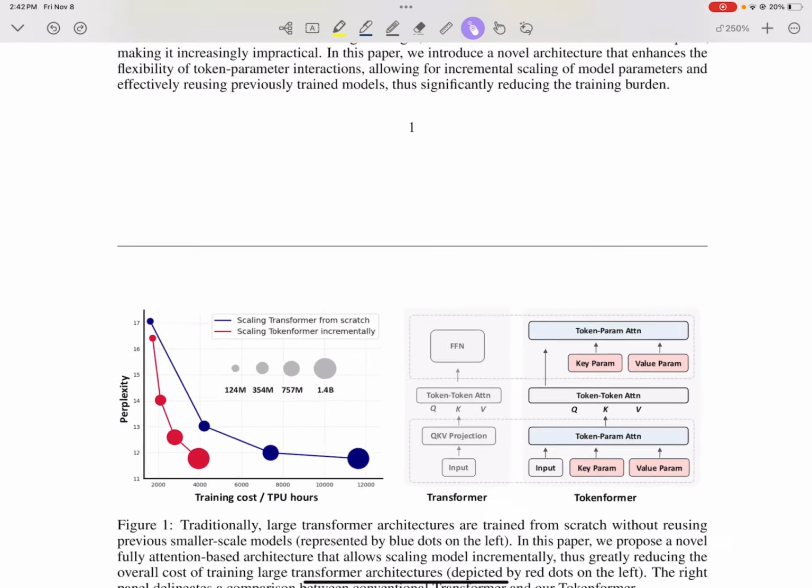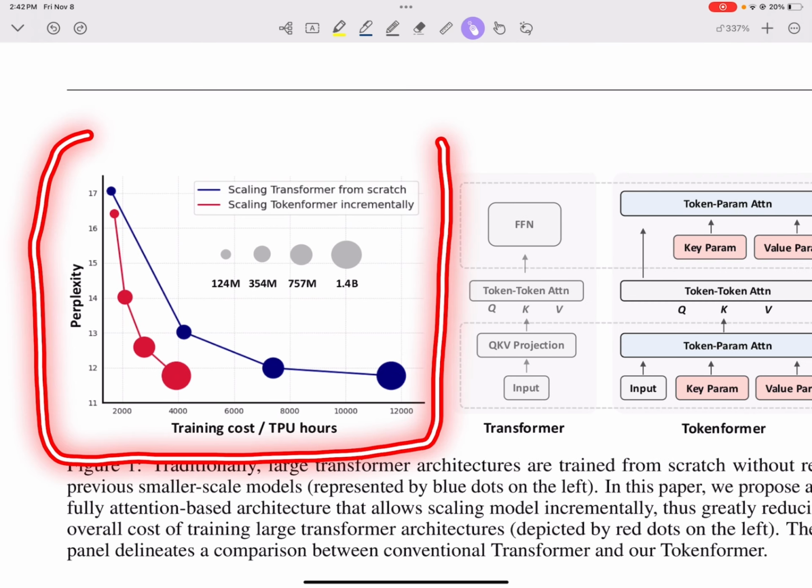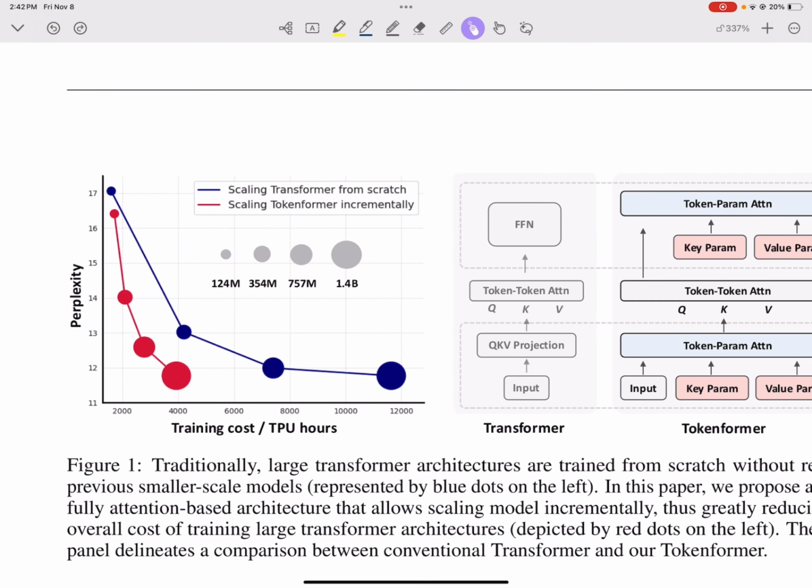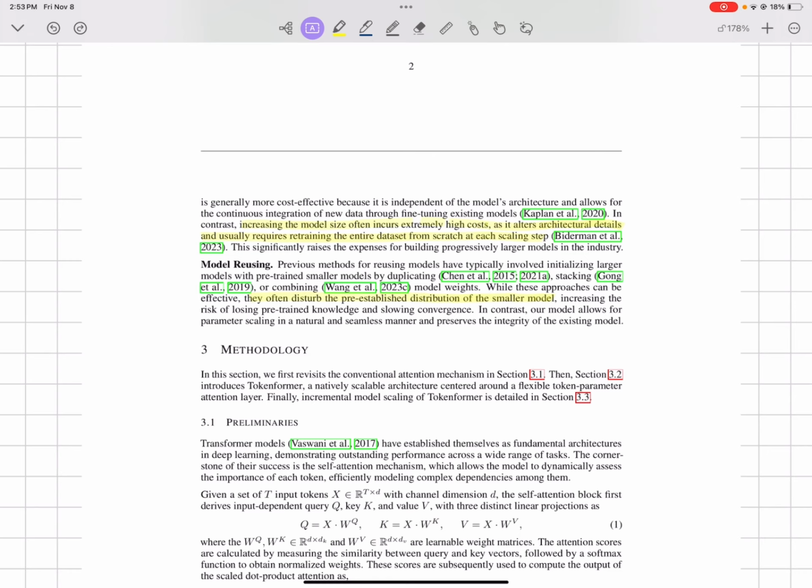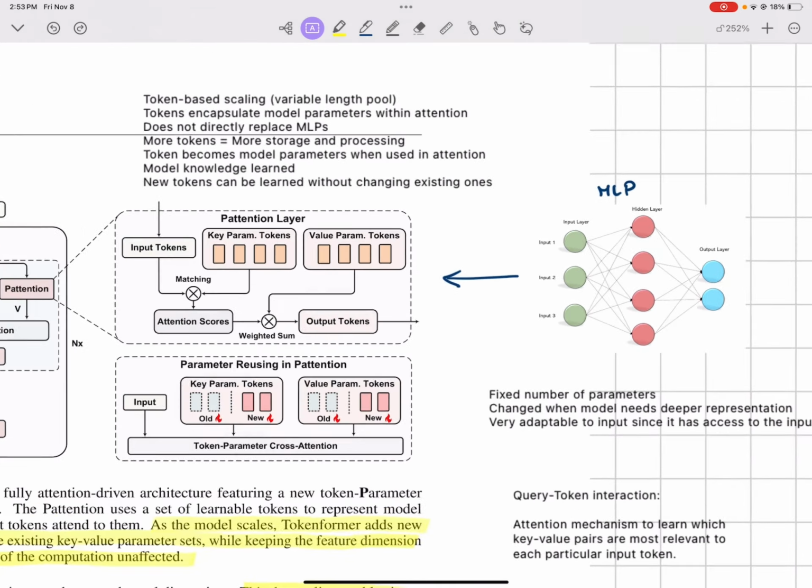So this graph right here shows that what's in blue is what has been trained from scratch. So these are, for example, the biggest model trained from scratch. But here they have incrementally scaled TokenFormer, and they got pretty much the same thing. So think of perplexity as like intelligence, or the inverse of that. So the lower the perplexity, the bigger the intelligence, and they were able to get pretty much comparable results with less training cost. Now let's jump into the meat of the paper, which is the actual architecture itself.